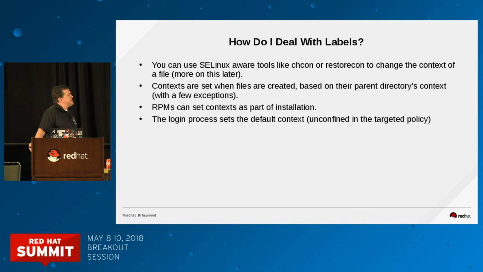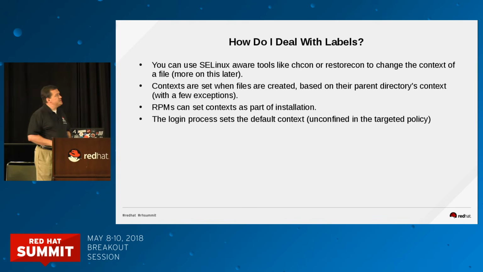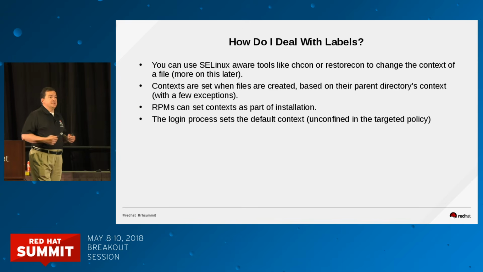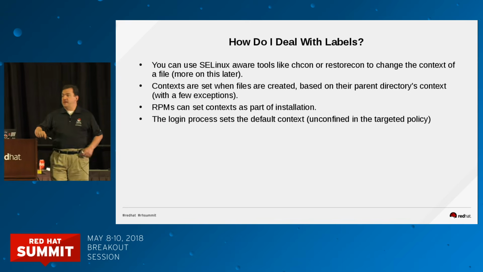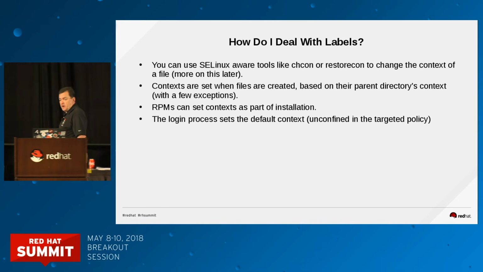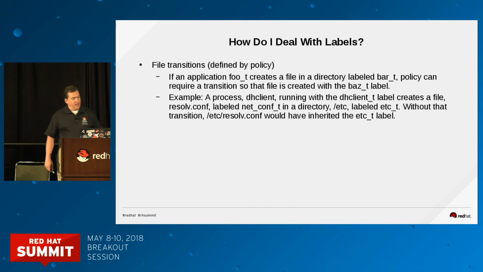These contexts are set when files are created based on their parent directory's context, with a few exceptions, which I'll talk about in a minute. RPMs can and in fact should be built with SELinux context information in them so that it can set the context of binaries and things like that. Even the login process sets your default context when you log into an SELinux system. Now, by default in a targeted system, you're going to run unconfined.